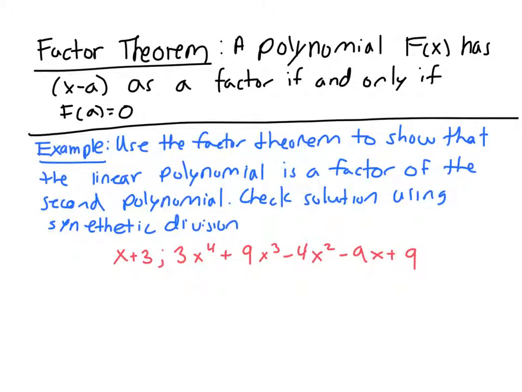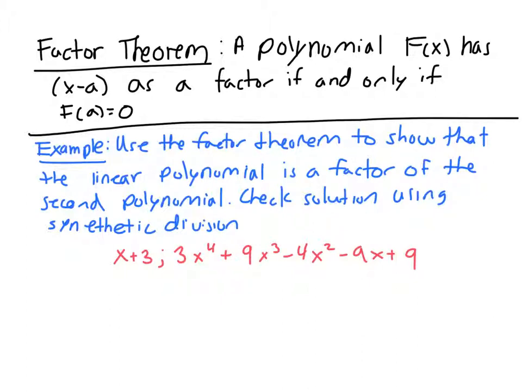In this video, we're going to talk about the factor theorem, and we're going to do an example. So what is the factor theorem? Basically, it says that if you have a polynomial, it has a factor x minus a if and only if you plug in a into that polynomial and you get 0. Okay, so let's go ahead and try to do that.